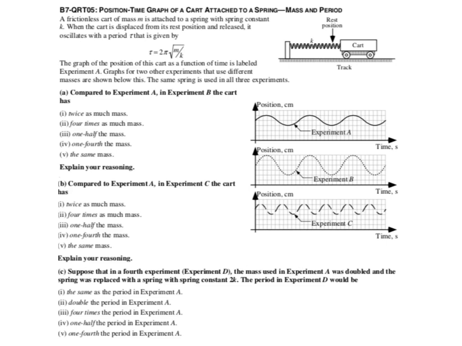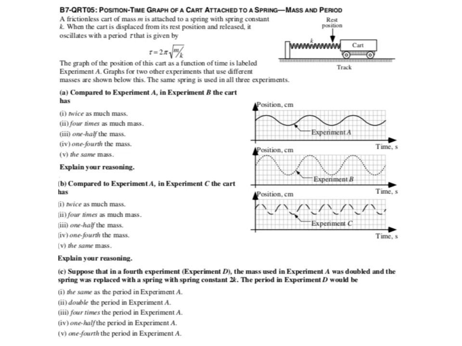Chapter 13, Sample Problem Number 5. A frictionless cart of mass m is attached to a spring with spring constant k. When the cart is displaced from its rest position and released, it oscillates with a period tau that is given by tau is 2 pi root m over k. I'm not sure why they go with tau when most people go with T, but it doesn't matter.